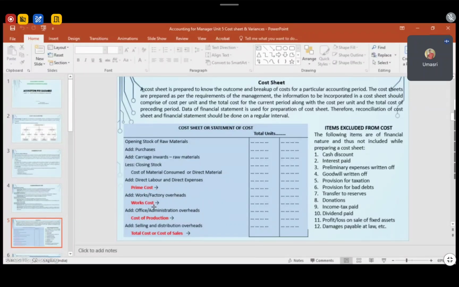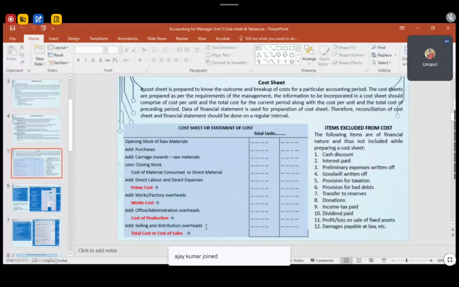Prime cost plus factory expenditure is called works cost. Works cost plus office or administrative expenditure is called cost of production. Cost of production plus selling and distribution overheads is called cost of sales. Cost of sales plus some percentage of profit is sales. Sometimes the opening stock of raw material and purchases of raw material will be given.